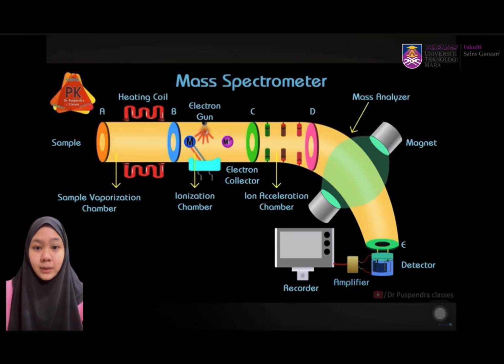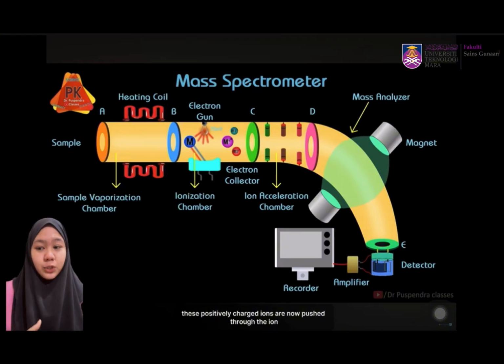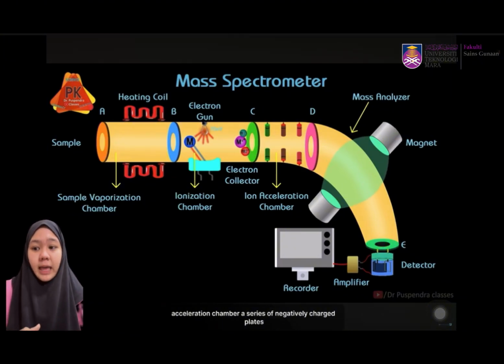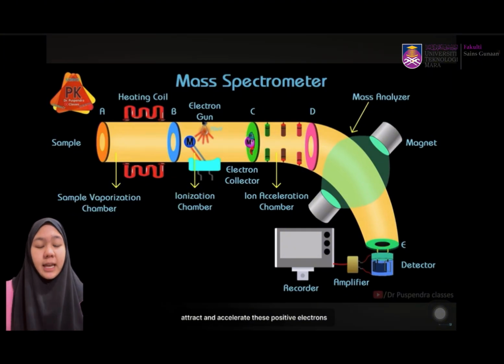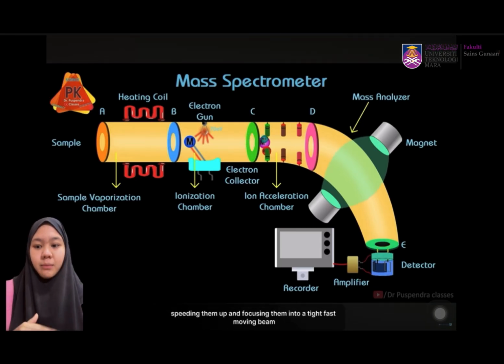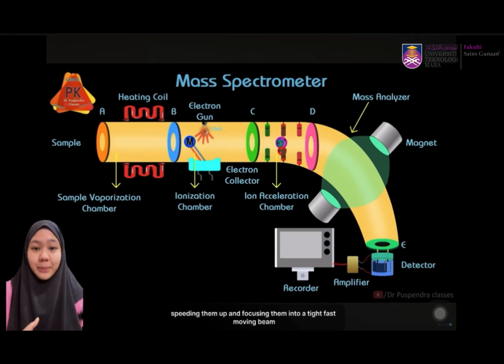of the process. These positively charged ions are now pushed through the ion acceleration chamber, and a series of negatively charged plates attract and accelerate these positive ions, speeding them up and focusing them into a tight, fast-moving beam.